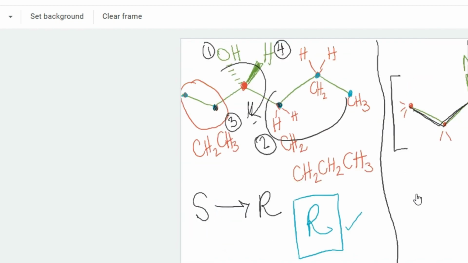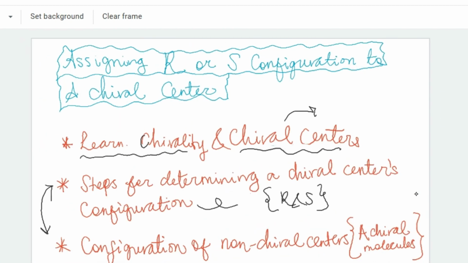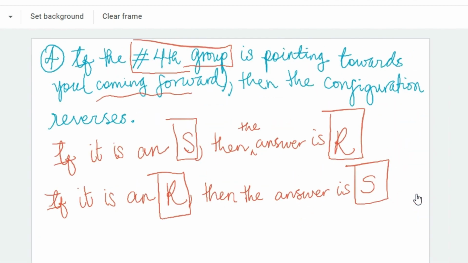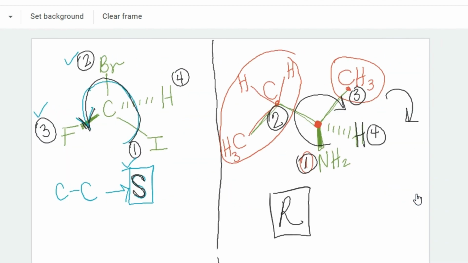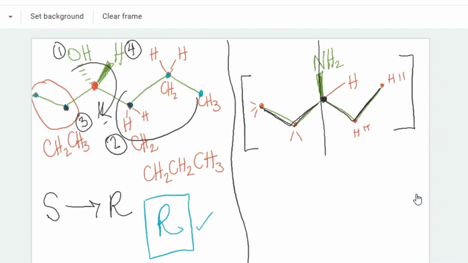So that basically explains what I tried to say at the front. You remember the configuration of non-chiral centers? Achiral molecules, non-chiral centers, do not have a configuration of either R or S, because in order for us to determine the configuration, we need 4 different substituents, which achiral molecules do not possess. So that's a good tip for you guys. So none.